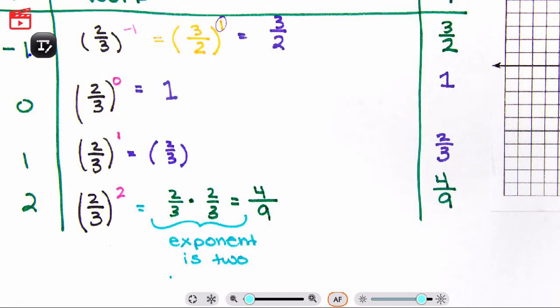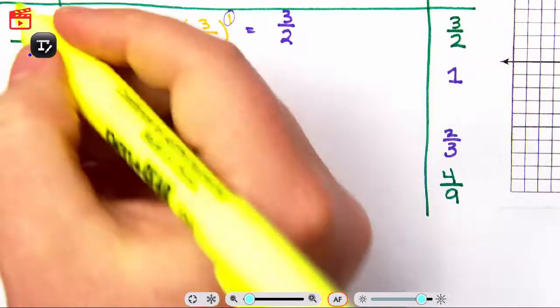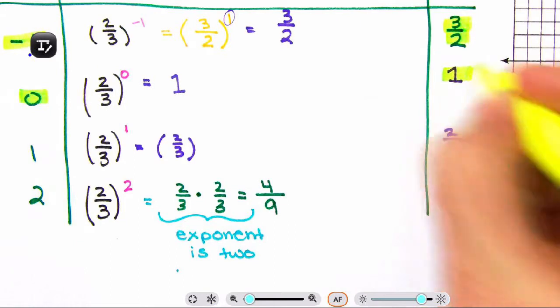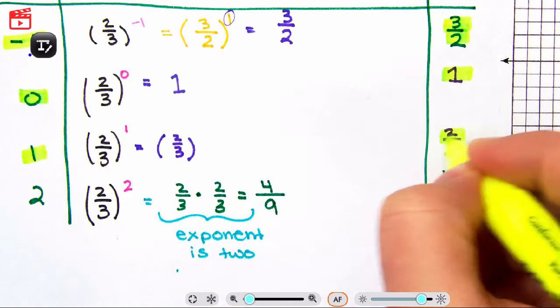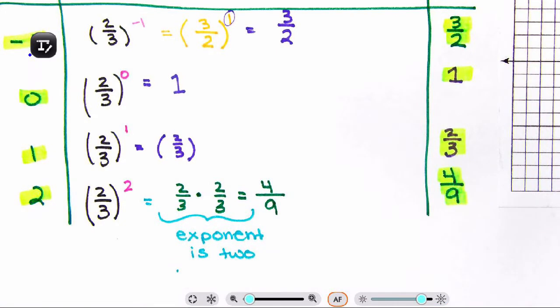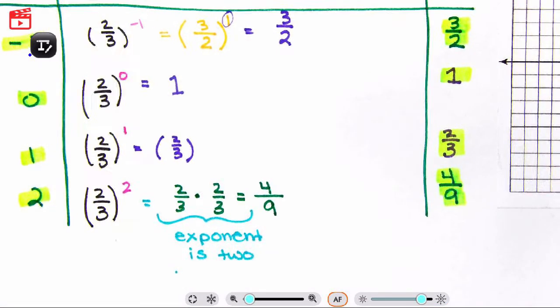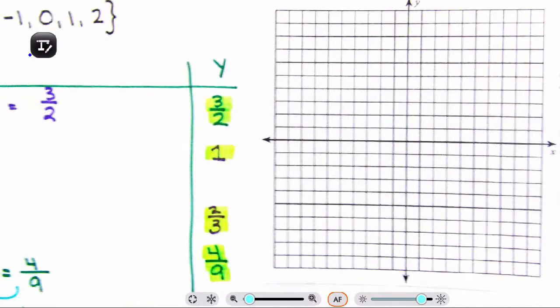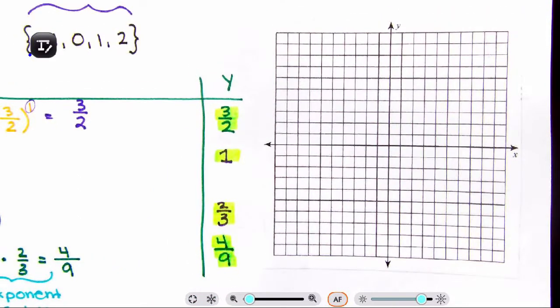So my input is -1, my output is 3/2. My input is 0, my output is 1. My input is 1, my output is 2/3. My input is 2, my output is 4/9. Now, if it's easier for you to do decimals, that's fine to graph, but if you are given a fraction, you want to keep it in terms of a fraction. All right, let's go ahead and graph this.